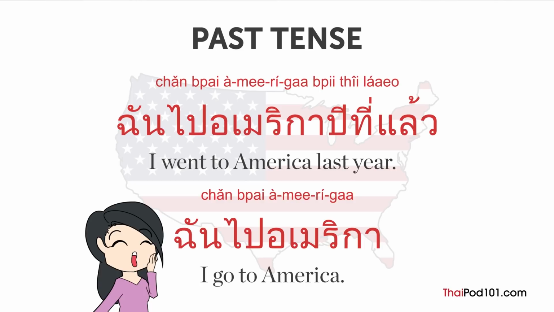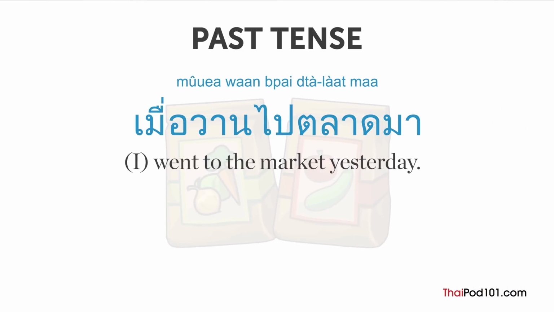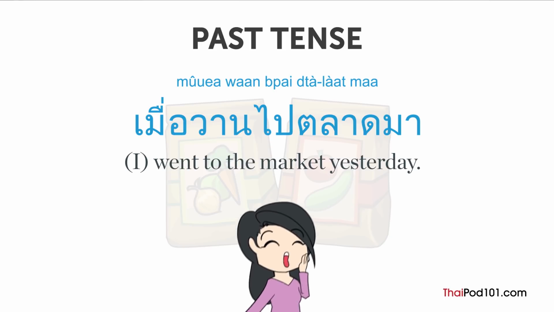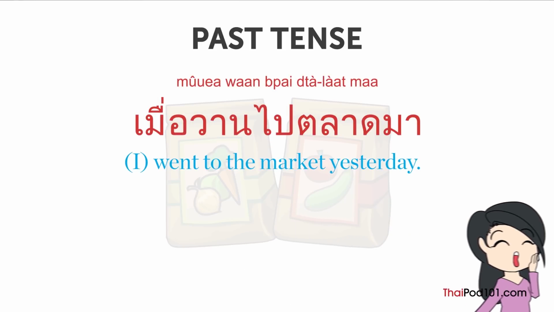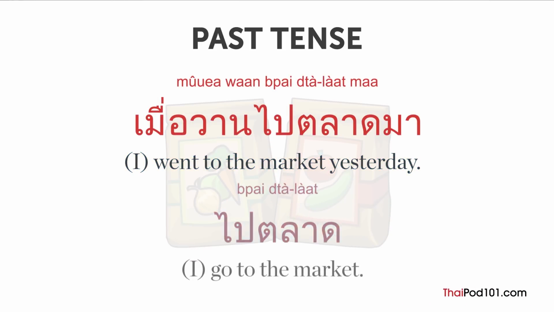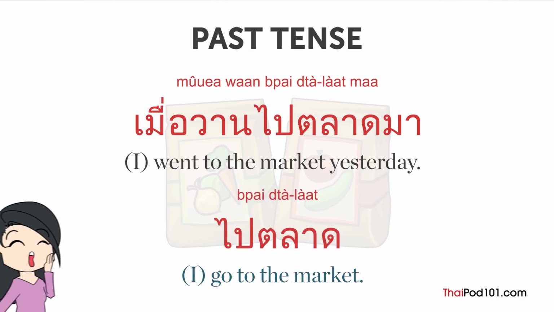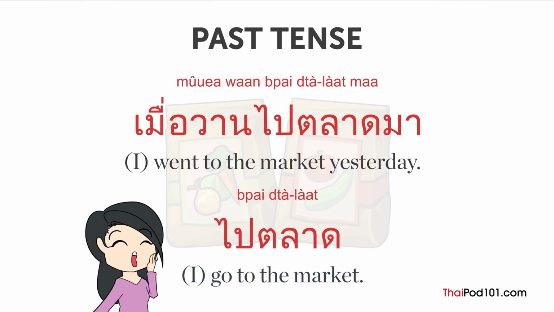We can also put adverbs of time at the beginning of the sentence. For example, เมื่อวานไปตลาดมา I went to the market yesterday. The sentence ไปตลาด I go to the market is in present form only because there are no adverbs of time.